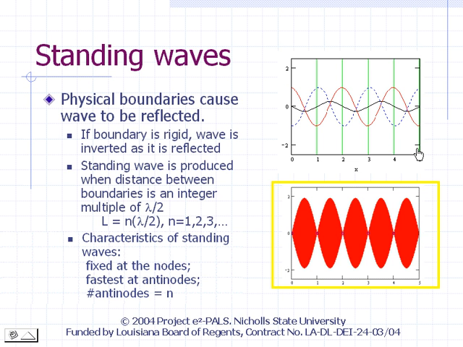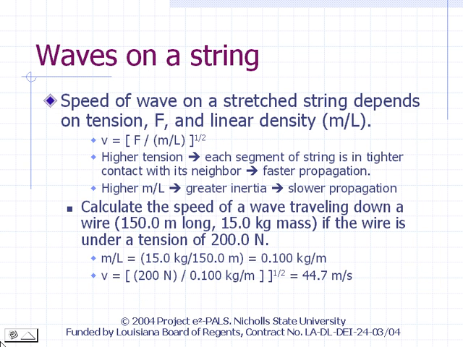One thing you will note about standing waves is that there are places where the string remains stationary. These are called nodes. Between the nodes are points where the string moves fastest. These are called antinodes. The number of antinodes is equal to n, where n is the integer multiple mentioned earlier. If there are n antinodes, then there are n minus 1 nodes between the boundaries. Including the boundaries, there are n plus 1 nodes.